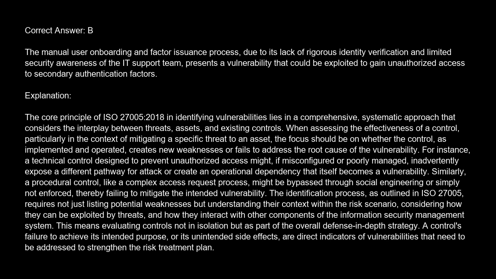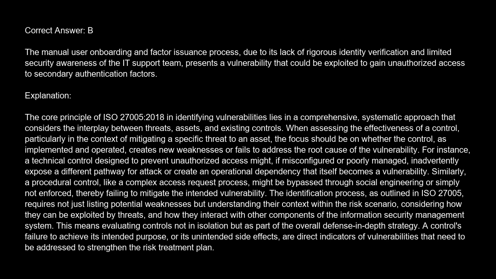For instance, a technical control designed to prevent unauthorized access might, if misconfigured or poorly managed, inadvertently expose a different pathway for attack or create an operational dependency that itself becomes a vulnerability. Similarly, a procedural control like a complex access request process might be bypassed through social engineering or simply not enforced, thereby failing to mitigate the intended vulnerability.